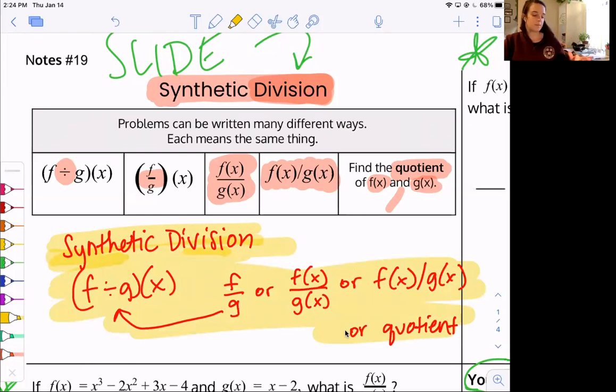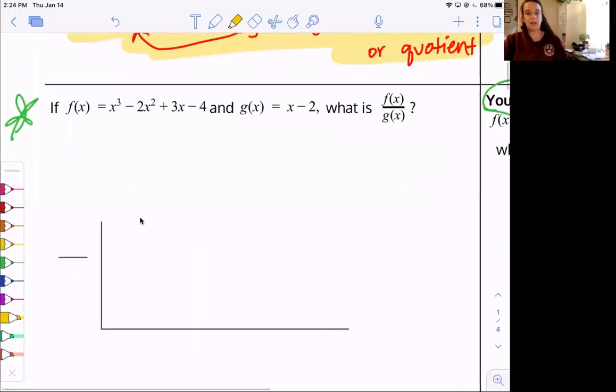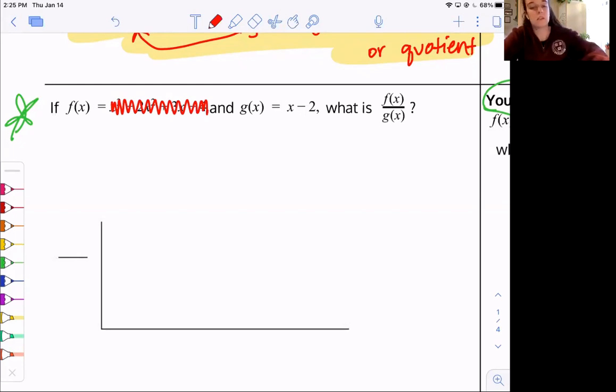All right, we're going to do our first example. I'm going to have us change this problem. Please hold while I figure out what that problem was. Hold on.